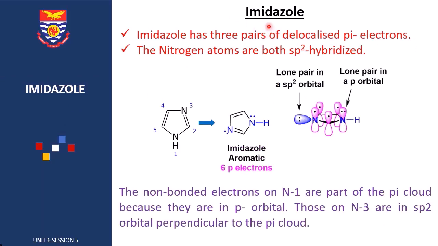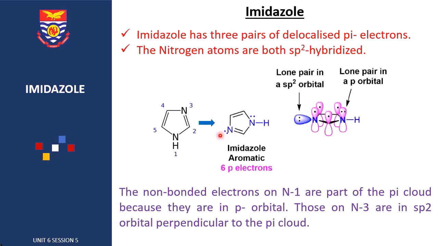Now, imidazole has 3 pairs of pi electrons. I'm pretty sure at this point we know which ones are delocalized and which ones are not. So, there are 6 pi electrons here and not 8 pi electrons for aromaticity. There are 6 because we need just 2, 4, 6 for aromaticity. We don't need this other one.